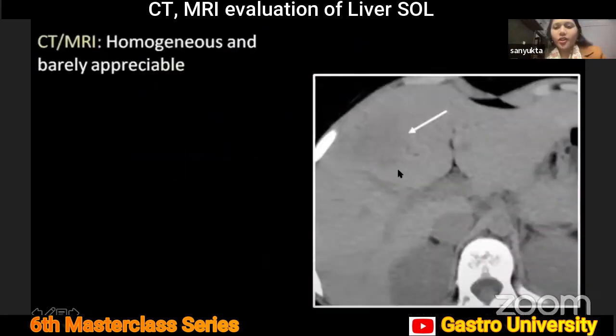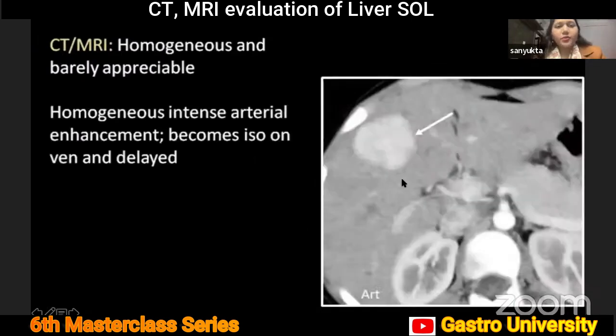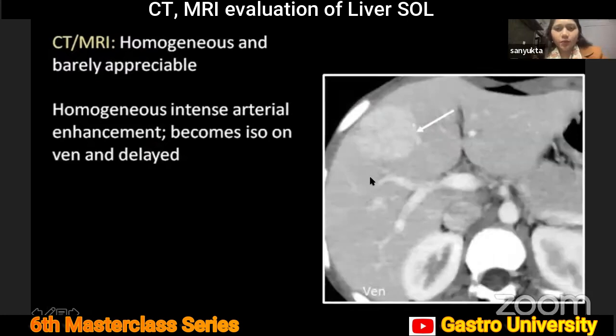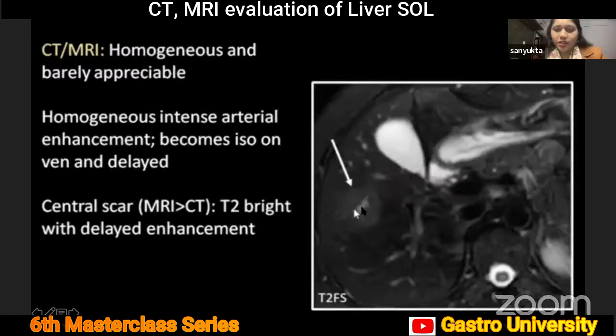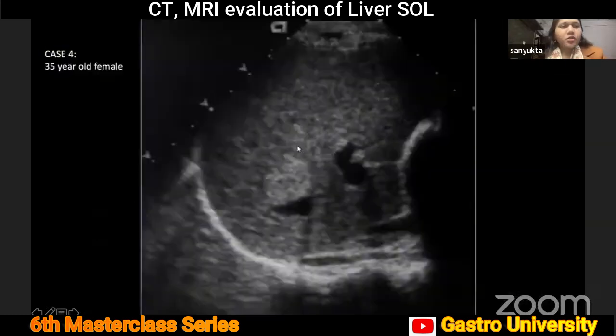So on CT and MR, on the non-contrast, the lesion is barely visible and homogeneous. On arterial phase, there is a bright homogeneous enhancement, and it becomes iso on venous and delayed phases. But on MR, you can appreciate the central scar, which is T2 bright with delayed enhancement. These are the basic characteristics of an FNH. The demographics we have talked about, they're more common in females. Again, this is a 35-year-old female, as we just talked about.